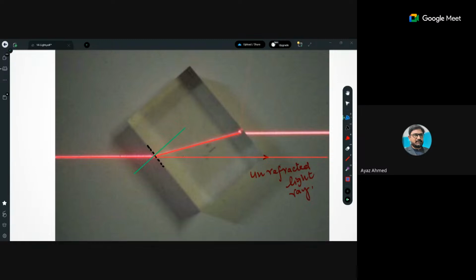Look, the light was supposed to move in this direction, but now it is drifting towards the normal. See, the light is coming towards the normal, isn't it? So isn't it towards the normal? Yes, it is.